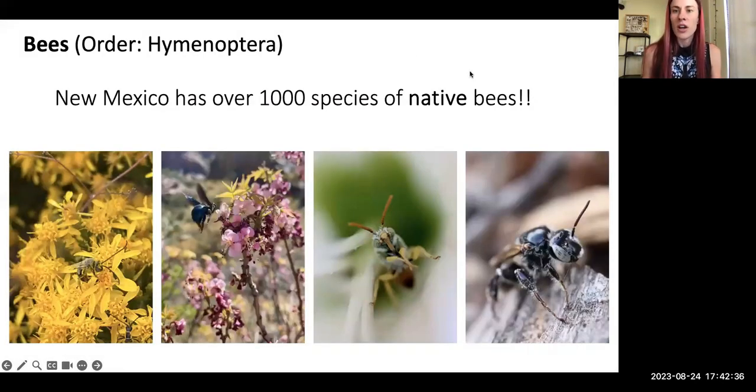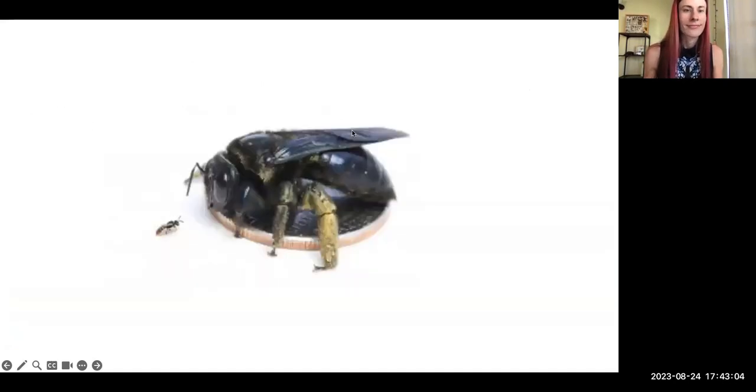So the first group that I'll talk about are bees. Bees are in the insect order Hymenoptera, and New Mexico has over 1,000 species of native bees. That's a lot of bees. As I mentioned, there are all these native bees beyond just the honeybee. So we have things like longhorn bees, sweat bees, miner bees, and I'll get into each of those now.